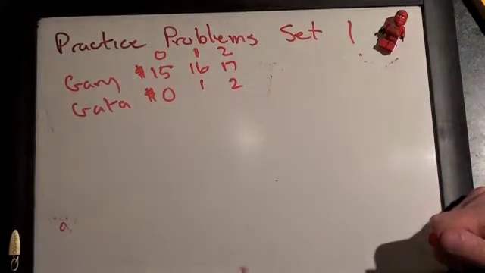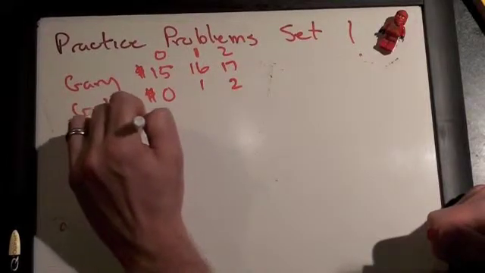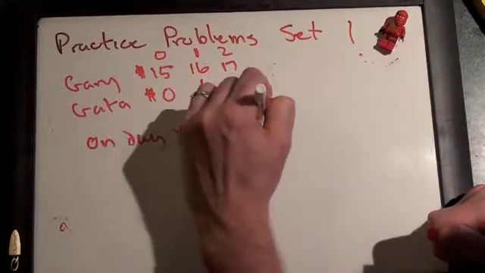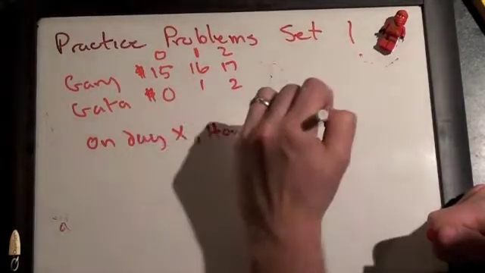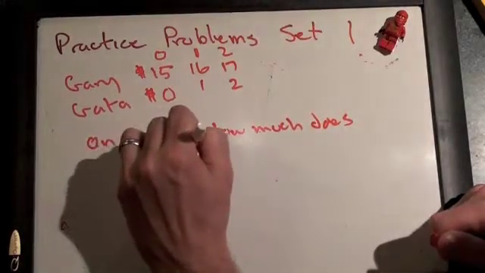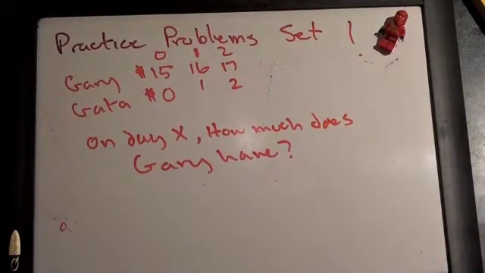So we're trying to figure out how much money Gary has on each day. On day X, how much does Gary have? So if X days go by, how much money does Gary have? He always has 15 more than Gada. Okay, but how much does he have on a particular day? How do you figure it out?